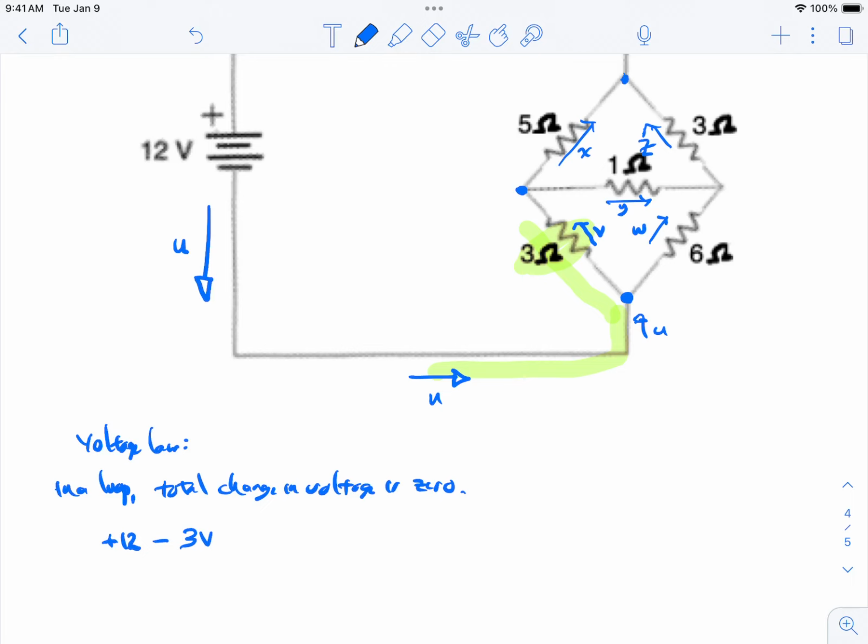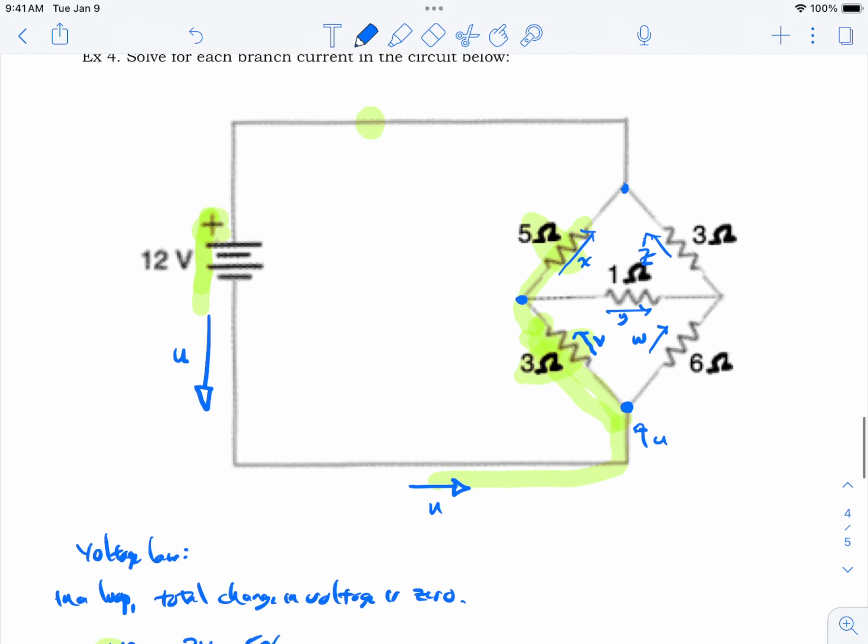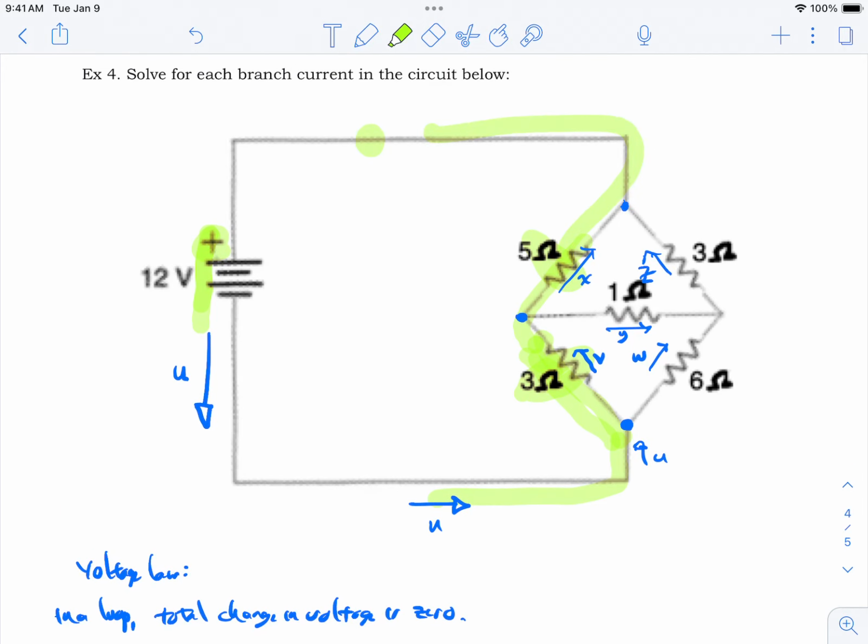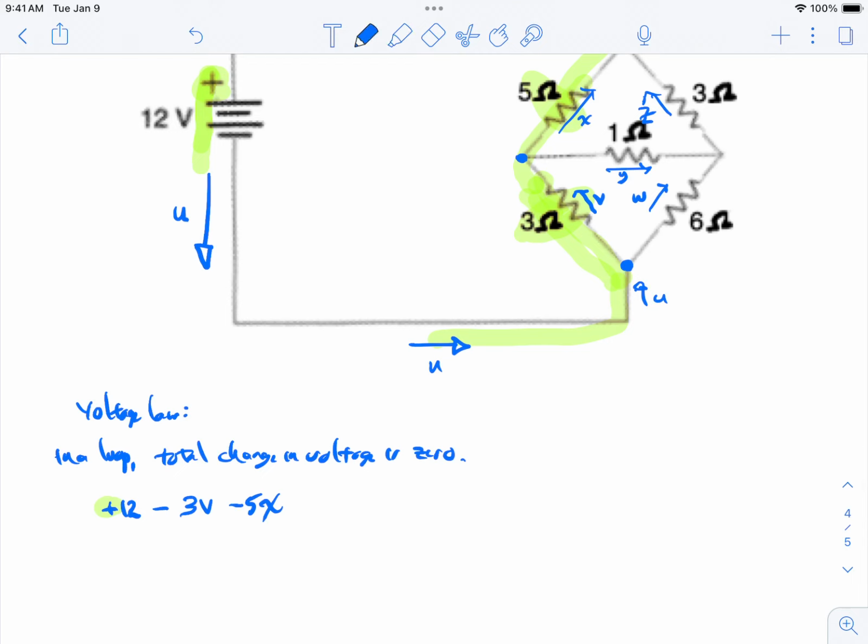And since we're going across the resistor, we're losing pressure. Our voltage is going down. See, this is like a pump. A battery is like a pump. It pumps up the pressure. So you pump up 12 volts, and then you lose some over here. You lose 3 times V. And now if I keep walking this way, I'm going to have another loss of voltage. It's going to be a minus 5x. And then if I keep walking, I'll be back where I started. And so the voltage law says that that's supposed to add up to 0. Cool. So that's one of our equations.